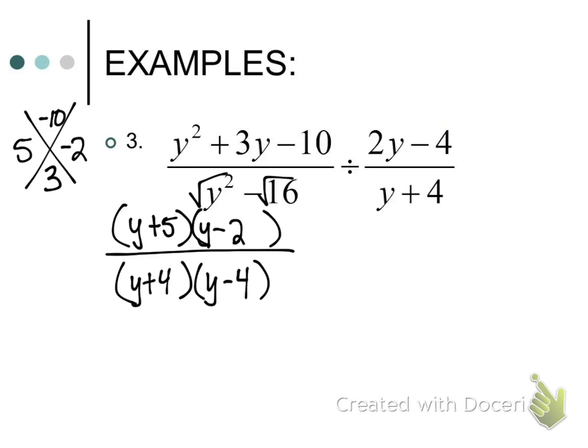Now, this is a little risky, but since we're running low on time, we'll go ahead and do it. I'm going to go ahead and change my division into multiplication, which means I have to remember to flip my second fraction. So what's going to go on top of my second fraction? Y plus 4. That cannot be factored, so I'll go ahead and put it in parentheses.